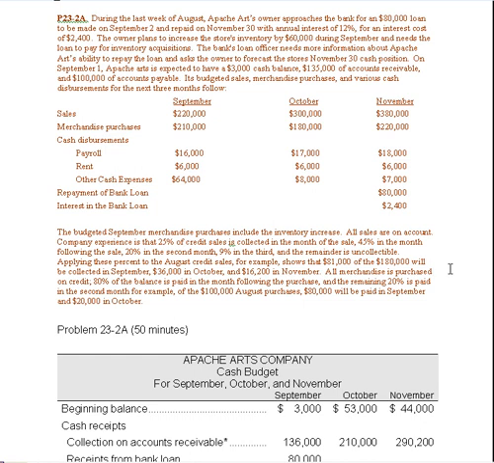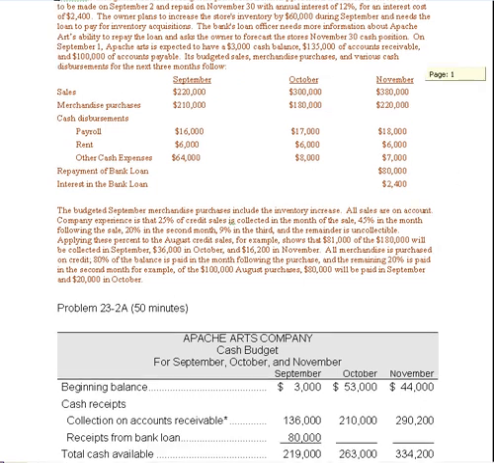All merchandise is purchased on credit. 80% of the balance is paid in the month following the purchase, and the remaining 20% is paid in the second month. So, for example, of the $100,000 of the August purchases, $80,000 will be paid in September and $20,000 in October. Okay, so how do we go about solving this problem?